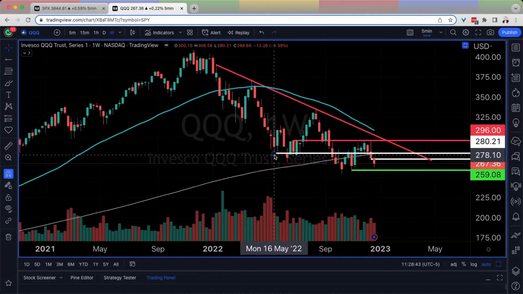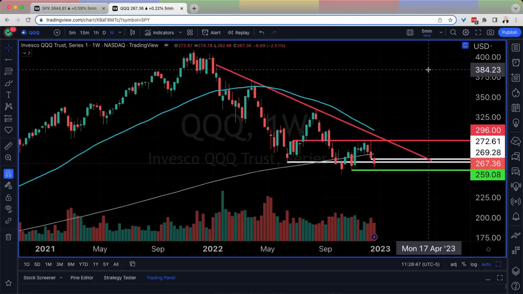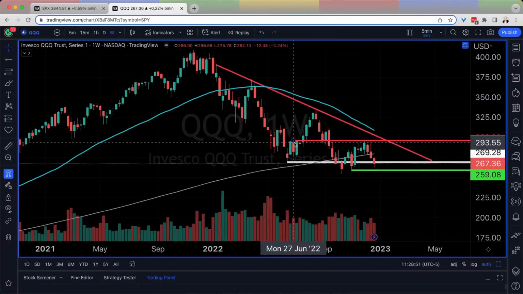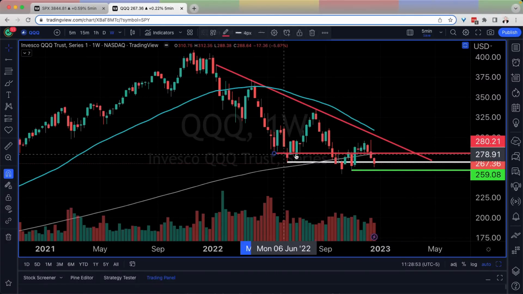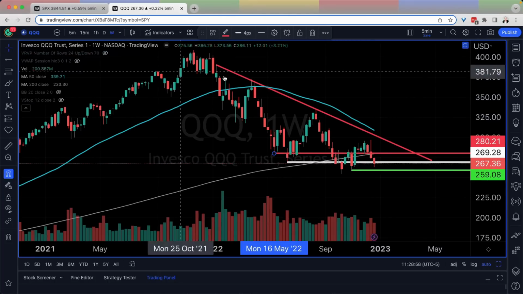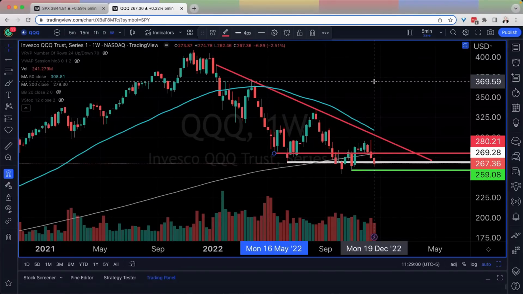So let's move this white line from May here to the June. That's now going to be a pivot. And then the red line, that white line can be deleted. The red line's now going to move to our May low. Why? The May low here at 280.21 is also going to roughly track our 200 MA right now at 279.3.